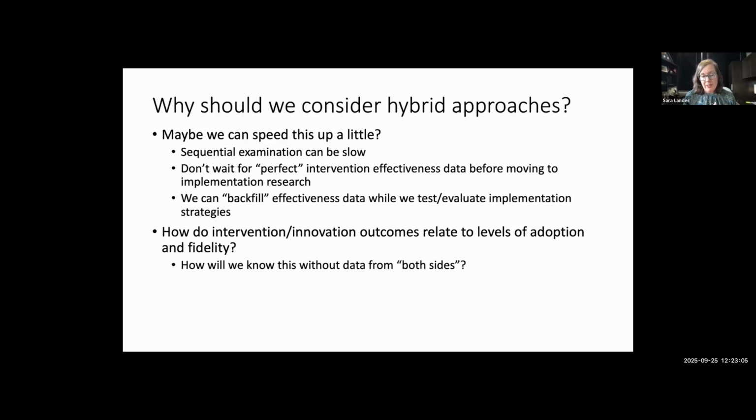it's important to know how well do folks need to do the thing to get the outcomes you want, right? So it could be that maybe you have a treatment that folks can do with maybe moderate fidelity and still get really good outcomes. But you won't know that unless you look at both implementation and effectiveness outcomes.